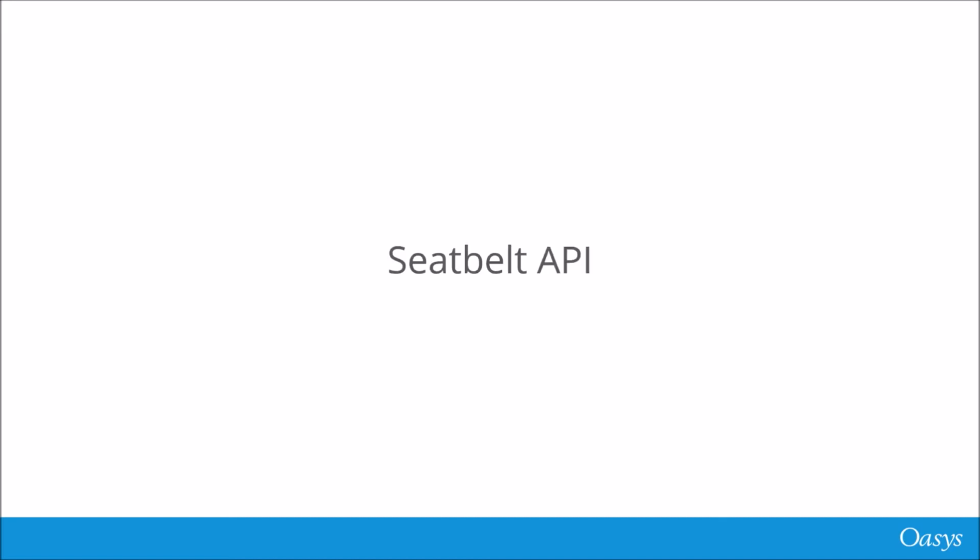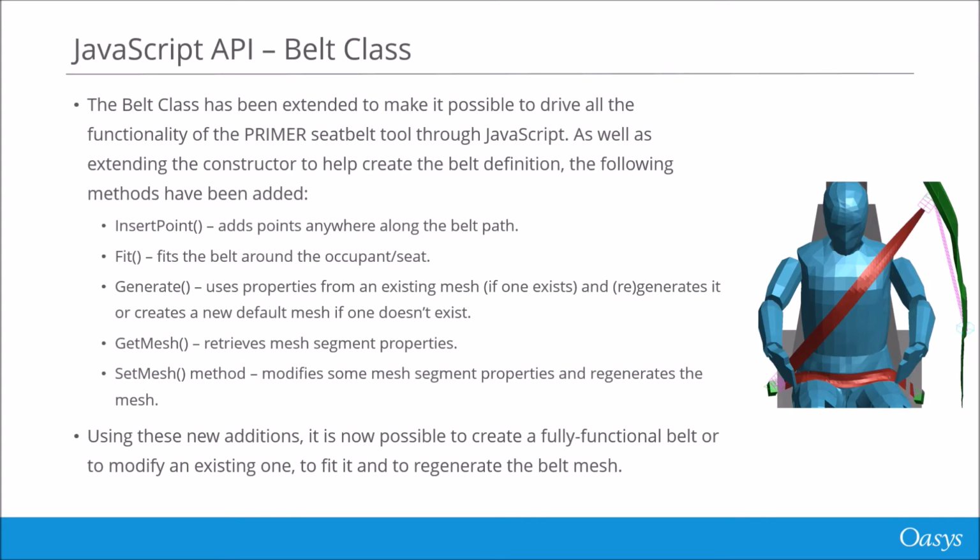So first, I want to talk about some of the additions we've made to the Seatbelt class in the Primer API. So the belt class has existed for a while in the Primer API, but for version 17, it's been extended to make it possible to drive all the functionality of the Primer Seatbelt tool through JavaScript. So as well as extending the constructor to help create the belt definition, we've added the following methods as well.